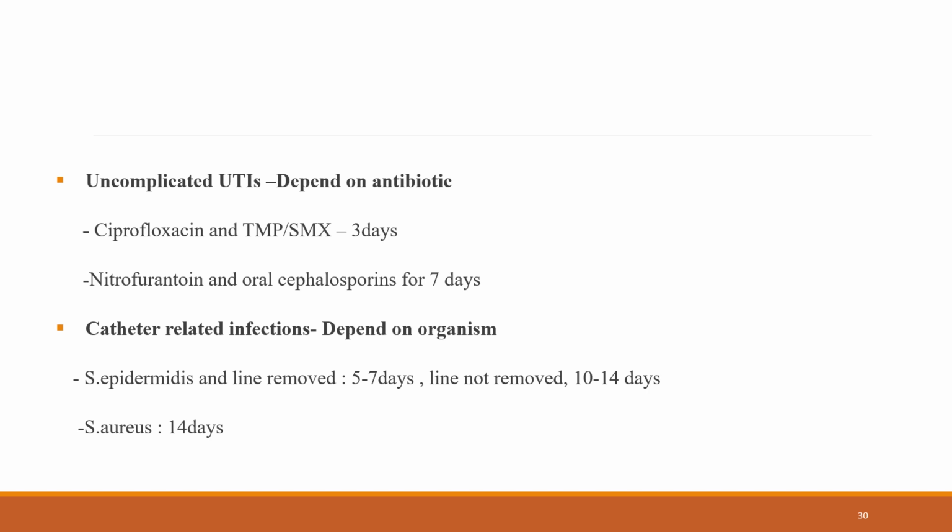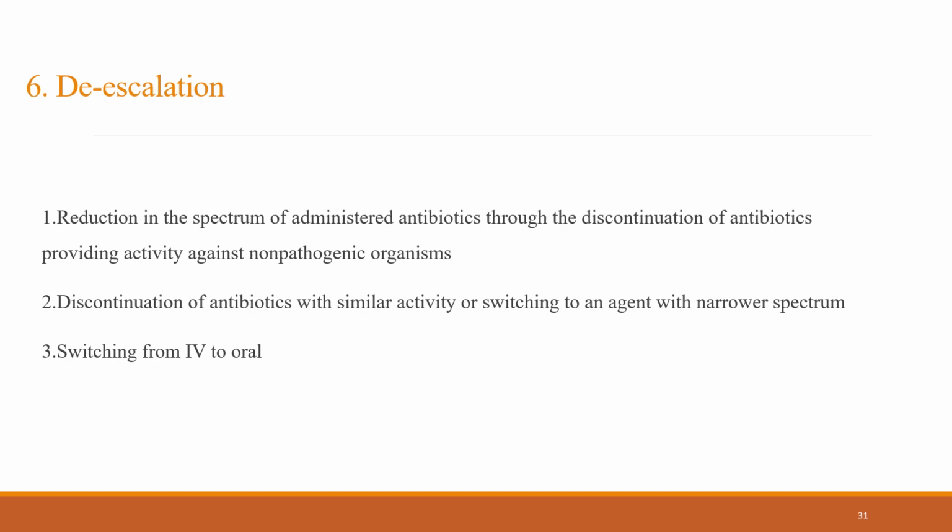For complicated UTIs, it depends upon the antibiotics. Catheter-related infections depend upon the organism. De-escalation means reduction in the spectrum of the administered antibiotics, or discontinuation of antibiotics providing activity against non-pathogenic organisms. Discontinuation of antibiotics with similar activity and switching to an agent with a narrow spectrum is required. Switching from IV to oral should be considered on priority.